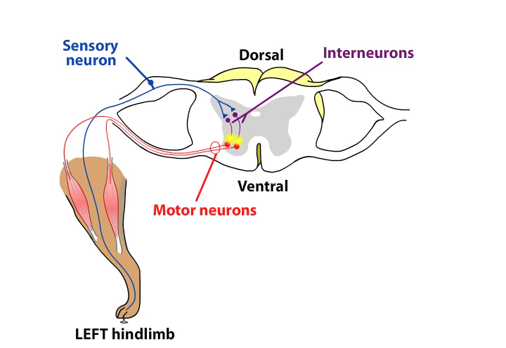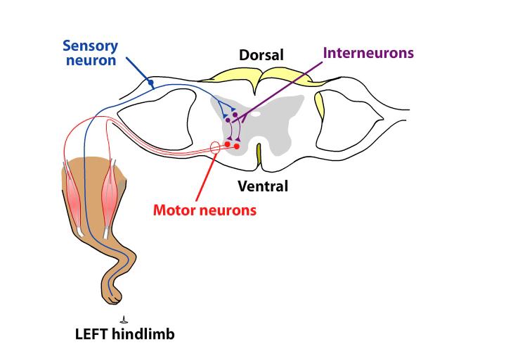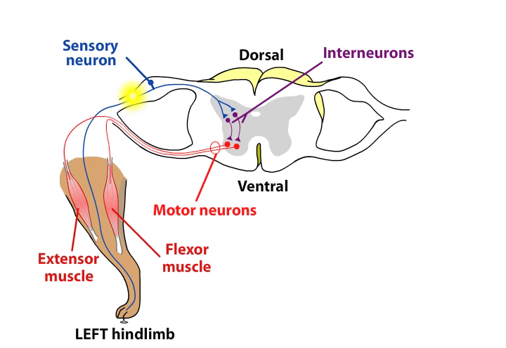Motor neurons are located in the ventral horn of the spinal cord and send their axons out the ventral root to innervate muscles. Some motor neurons innervate flexor muscles, while others innervate the extensor muscles. Whether a particular motor neuron is excited or inhibited depends on the interneuron.